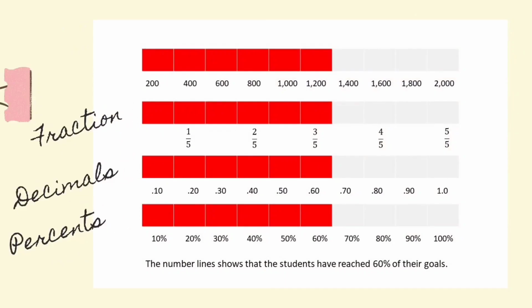Let's see the number line. We see on the number line that their goal is 2,000 and they only reached 1,200. In fraction, 1,200 is 3/5 of 2,000. In decimal, we have 0.60, and in percent, we have 60%. The number line shows that the student has reached 60% of their goal.